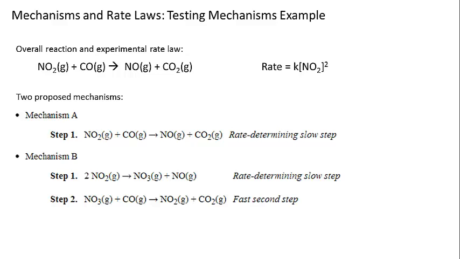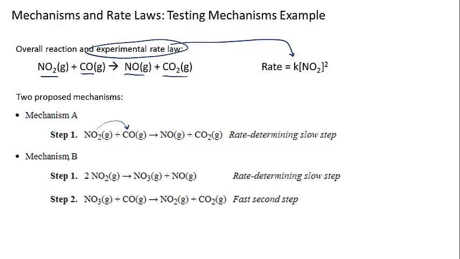Okay, so let's look at an example. Here's a reaction of NO2, nitrogen dioxide, reacted with carbon monoxide to make nitrogen monoxide and carbon dioxide. The experimental rate law shows that the reaction is second order in NO2 and zero order in CO. And we propose two mechanisms. One mechanism says it's a single step and that oxygen just jumps over to there. It's a single step reaction. Not an unreasonable mechanism, perfectly reasonable. They bounce into each other, the oxygen moves over.